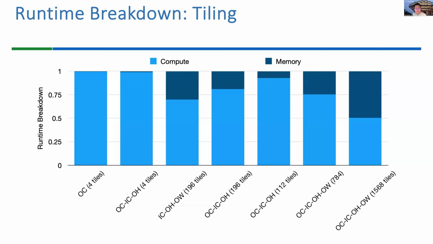This graph shows the reason for this trend. This figure shows the runtime breakdown between compute and memory for all tiling configurations. The x-axis of the figure is the tiling configuration, and the y-axis is the percentage of compute versus memory during runtime. As we can see, poor performing tiling usually has higher memory runtime, which showcases how DNN workloads are often memory bound.